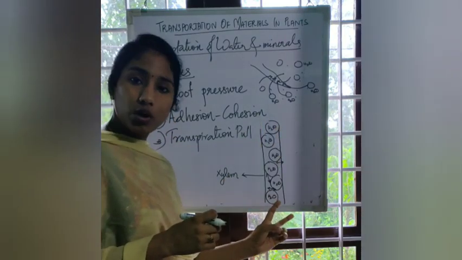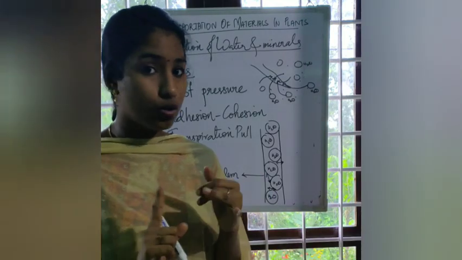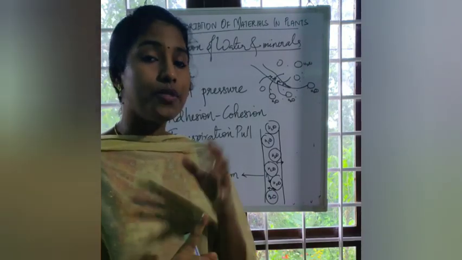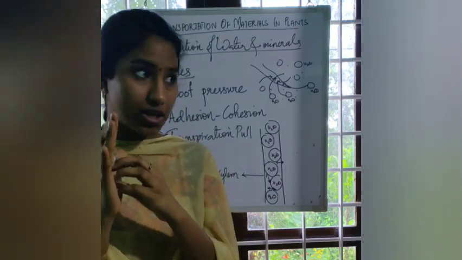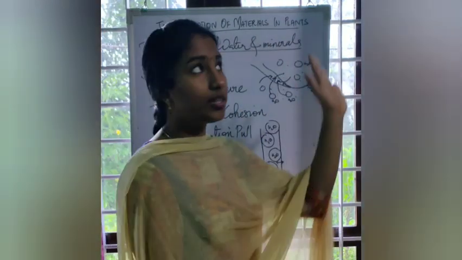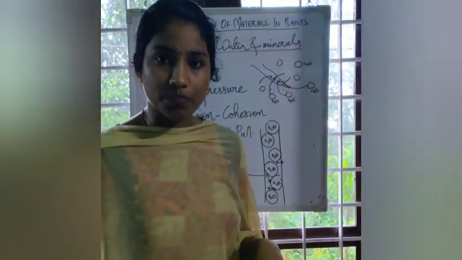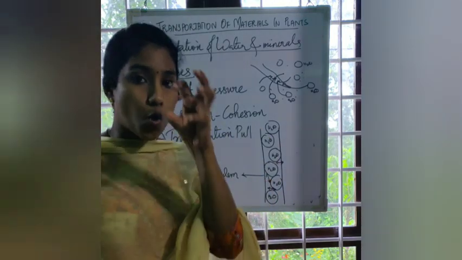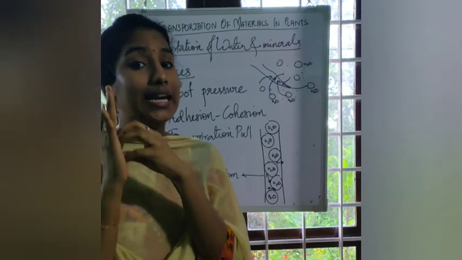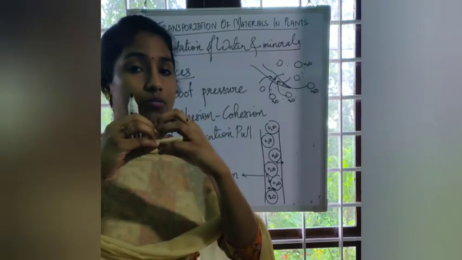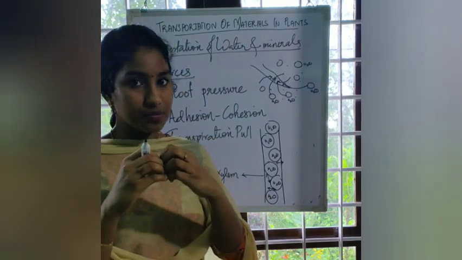So when water passes through the xylem, which two forces of attraction are there? One is adhesion, one is cohesion. Adhesion is the attraction between the water molecule and the wall of the xylem. Just imagine if I want to climb a wall, there should be some kind of stickiness between my hand and the wall, otherwise I will come down. The same thing here also. The force of attraction between the water molecule and the xylem wall is called adhesion. The mutual attraction between two water molecules is called cohesion.